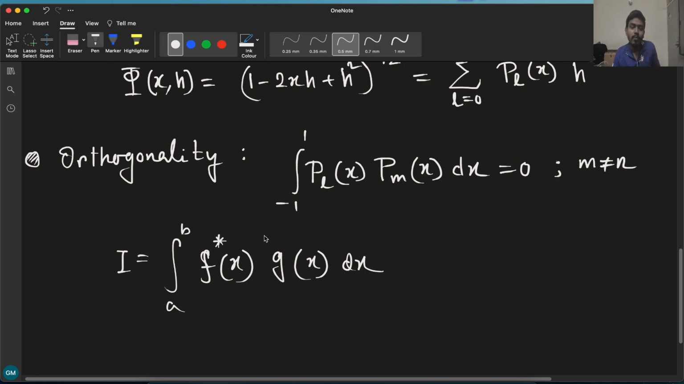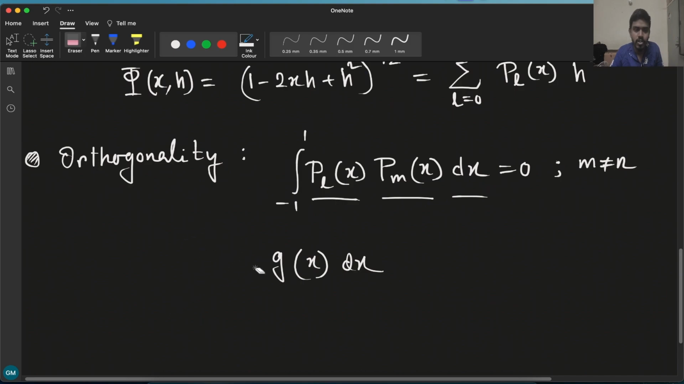Similarly, the dot product between two different Legendre polynomials is the integral from -1 to 1 of P_L(x) P_M(x) dx. The Legendre polynomials are defined in the interval of -1 to 1. Orthogonality means the dot product is 0. So here it is shown that the integral from -1 to 1 of P_L(x) P_M(x) dx equals 0 if m is not equal to n. So if you take two different Legendre polynomials, they are orthogonal to each other.